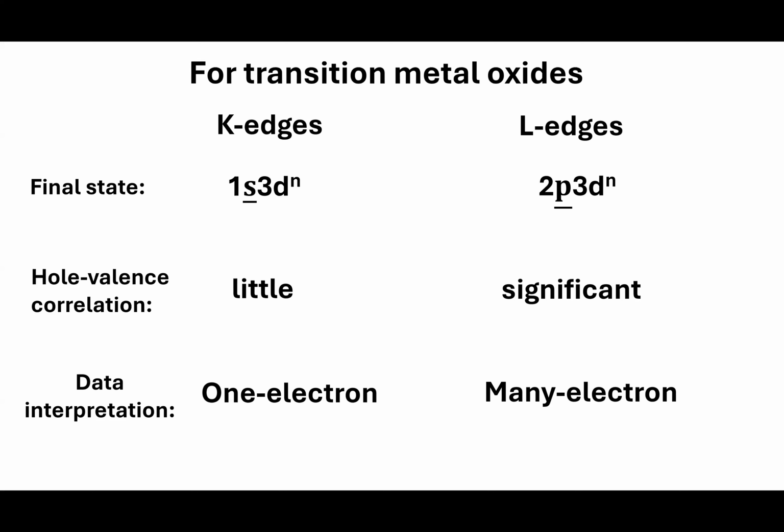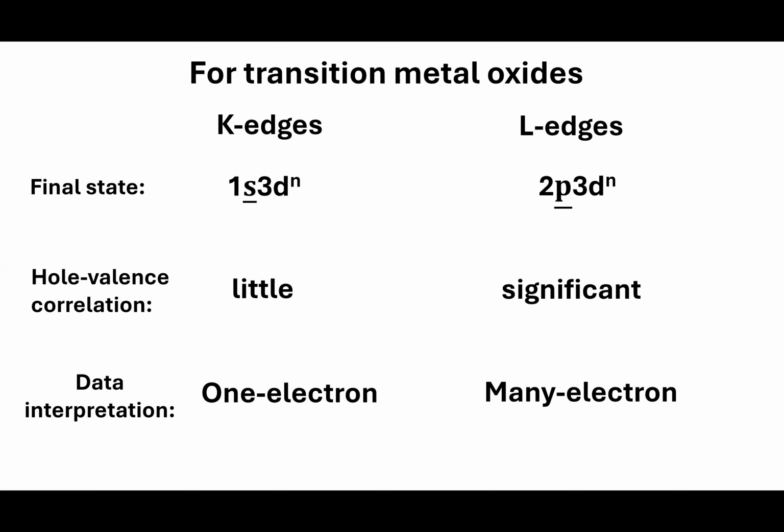So in that case, the correlation between the core hole and the valence electron is little. It has a very limited influence. And in those cases, we can roughly treat the data as a one-electron picture.